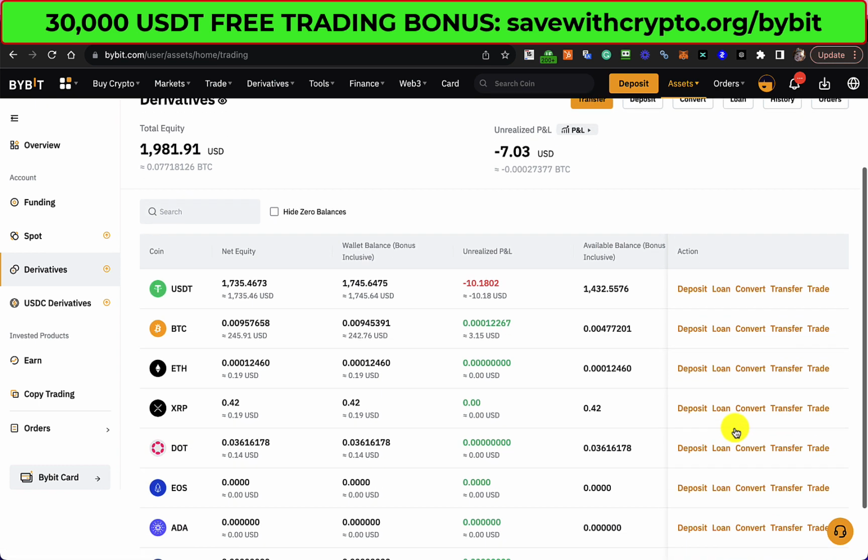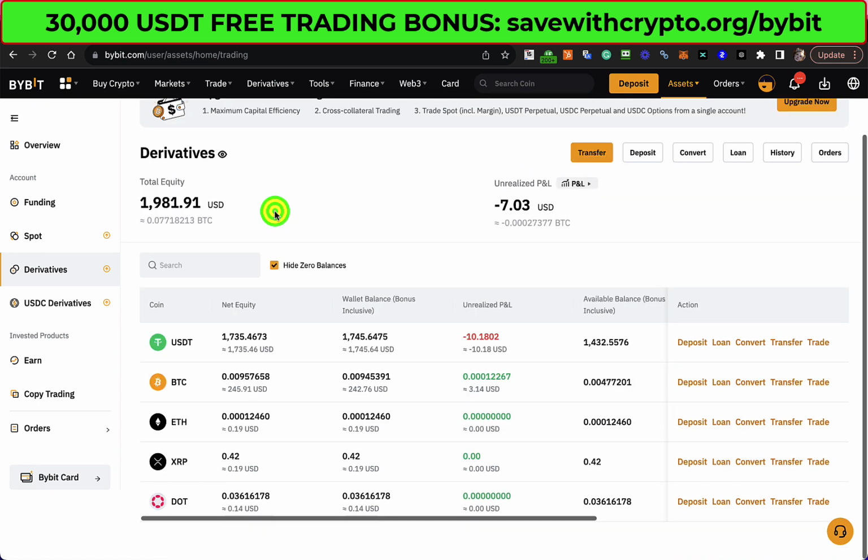So if we hide all the zero balances, I've basically got USDT, which is worth about $1,745 at the moment. And I've got some Bitcoin worth about $242. So it adds up to nearly $2,000. That's what I'm starting off with.